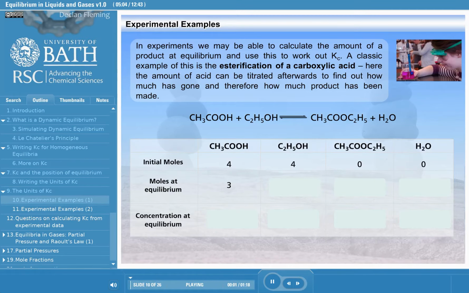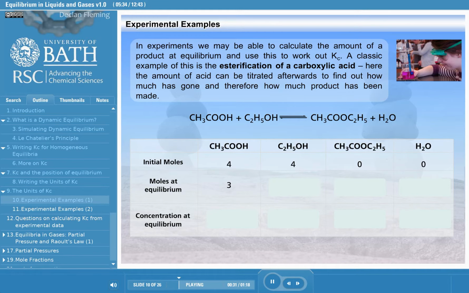In experiments, we may be able to calculate the amount of a product at equilibrium and use this to work out Kc. A classic example of this is the esterification of a carboxylic acid. Here, the amount of acid can be titrated afterwards to find out how much is gone, and therefore how much product has been made. In our example, we're going to be adding 4 moles of acid to 4 moles of alcohol. After it's reached equilibrium, we're left with 3 moles of acid. That means 1 mole of acid has been used up.